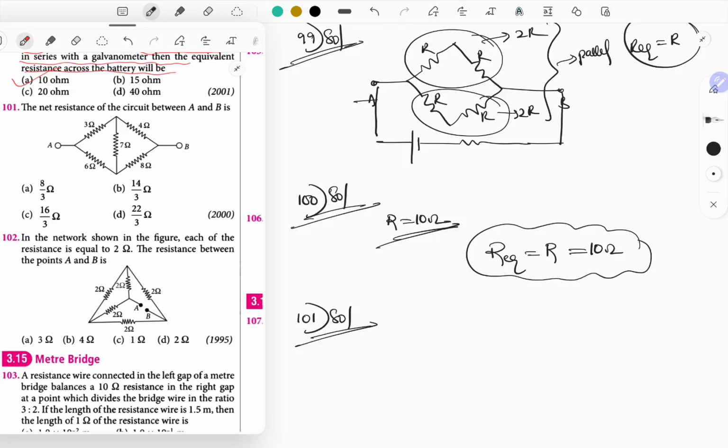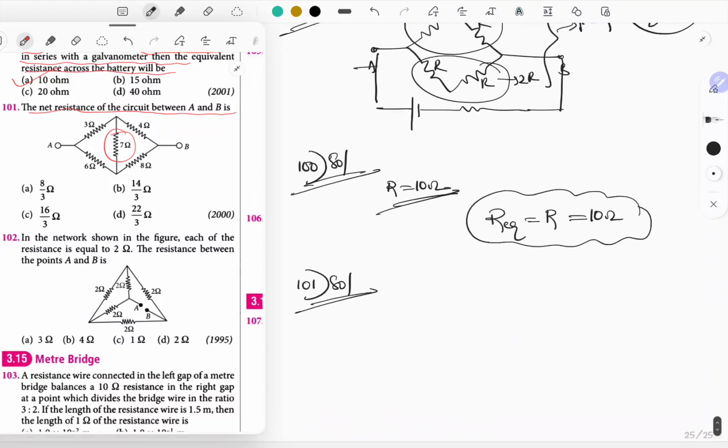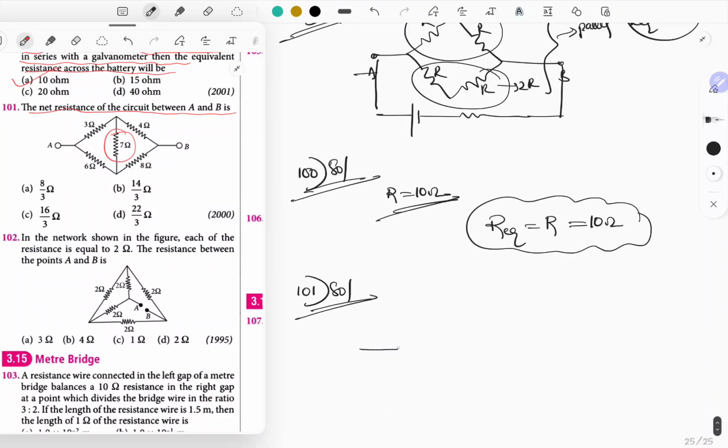First thing you have to do is cross check whether it is going to be a balanced bridge or an unbalanced bridge. They're asking the net resistance of the circuit between A and B. Just observe here, 3 8s are 24, 4 6s are 24. So yes, it is a balanced bridge. Product of opposite resistances is the same. So you can remove this middle resistor. So the circuit can be replaced like this.